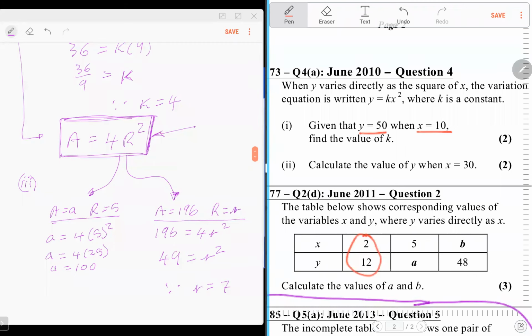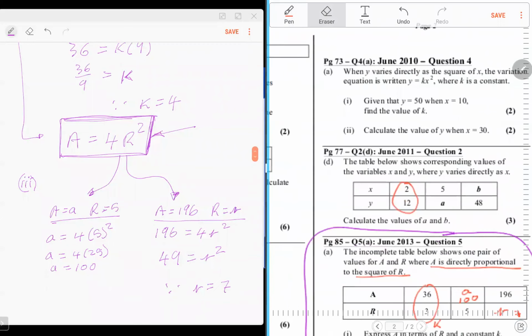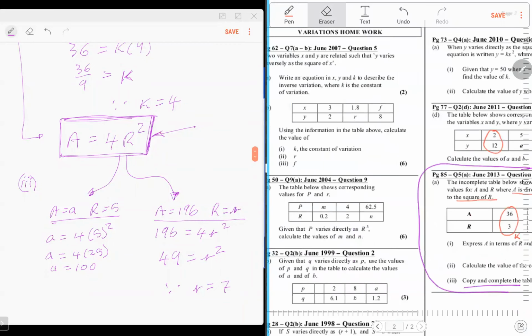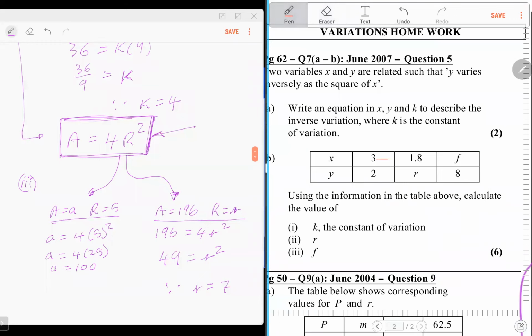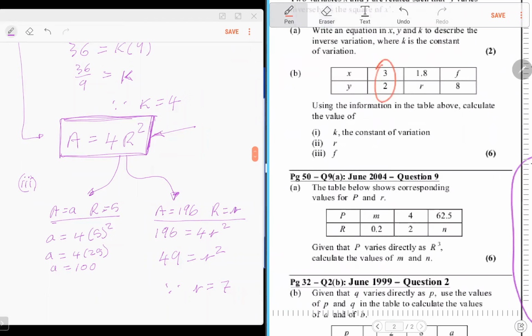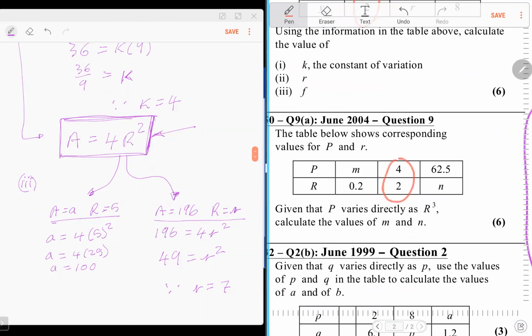So in this example here, just put the 50 for the y, and put this 10 for the x, so you get 10 squared. See that? And you find the K equals 100, so the K equals a half. So they will always give you a pair of x and y values, the two variables that you know. Let's look at the next one. See the pair also? See the pair there? Next one, see the pair here? They'll always give you a pair of values to find the K.